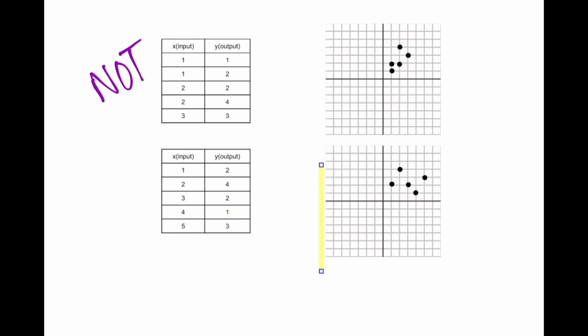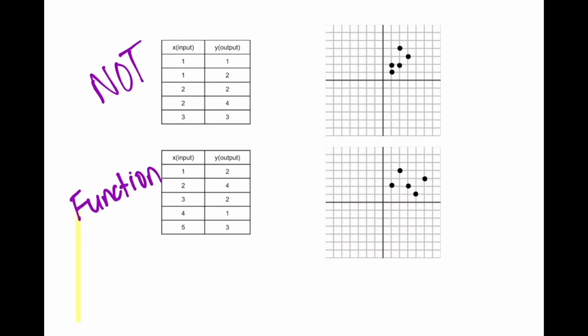If you recall, that second table was a function. If I move that vertical line from left to right, we can see that there is never a spot where we have more than 1 point on that line at the same time. So the second one is a function.